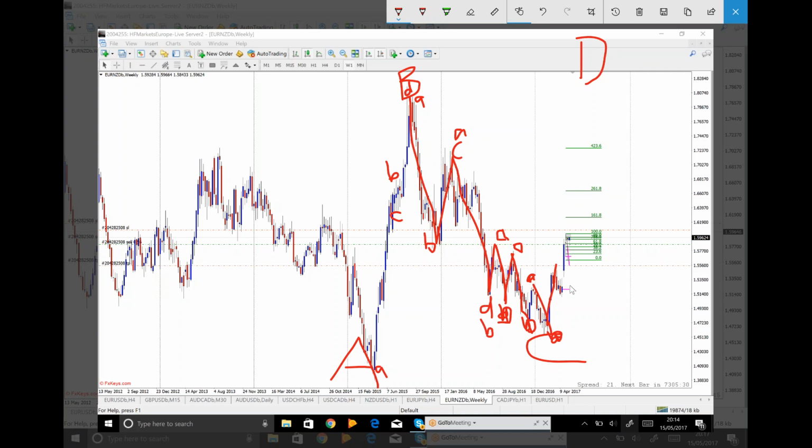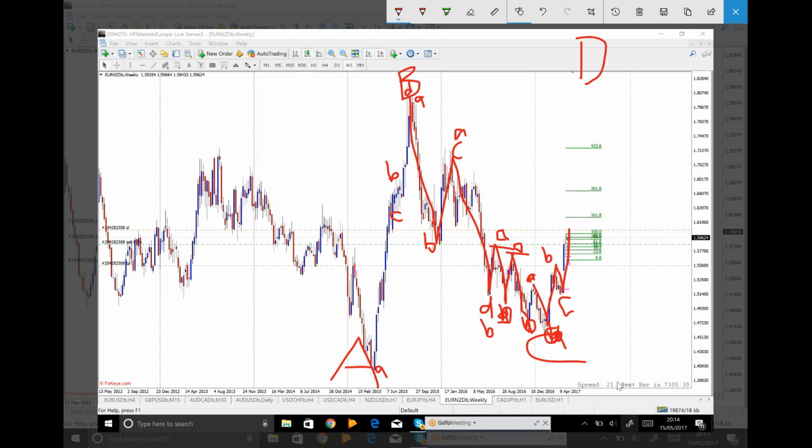We got a higher point. Now the count changes again. Here is A. Here is B. Look what happened. Here's C. Imagine if you got in there. This is the weekly. Imagine if you got in right there. AB equals CD. Look at CD. Boom. Still going. What's it doing on the way? Taking out structure. Taking out structure.